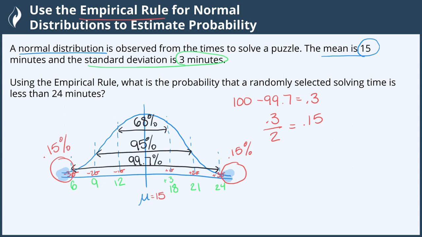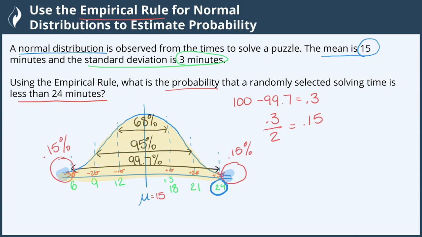Now let's go read the last part of our question. It asks for the probability that a randomly selected solving time is less than 24 minutes. Looking at our normal curve, we see 24 minutes is at the very top, 3 standard deviations above the mean. And we want to know how much is below that. So let's shade it in so we see everything. We want everything below the 24-minute mark, everything this way.